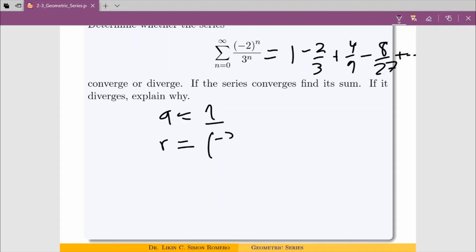And so for each term here, it's multiplied by -2/3. So our r is -2/3. Now, because the absolute value of -2/3 is less than 1, we see that this series converges.